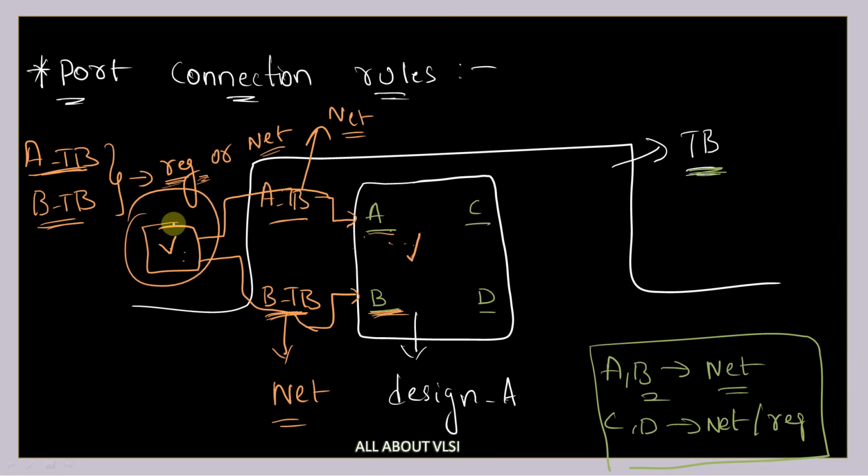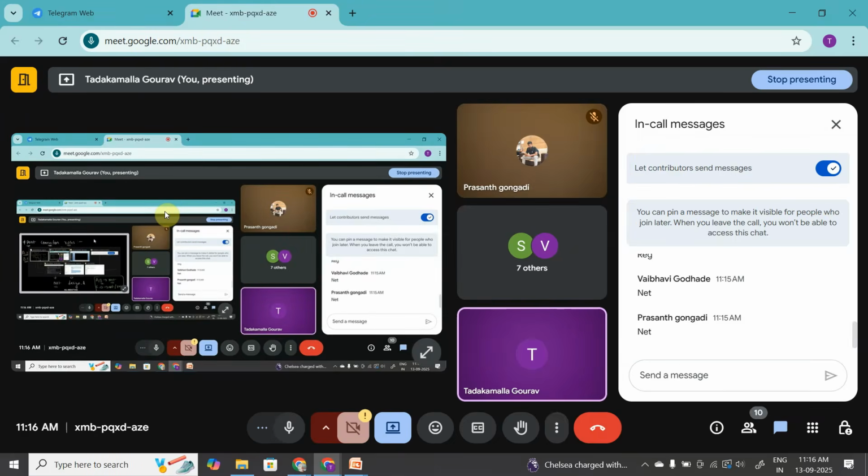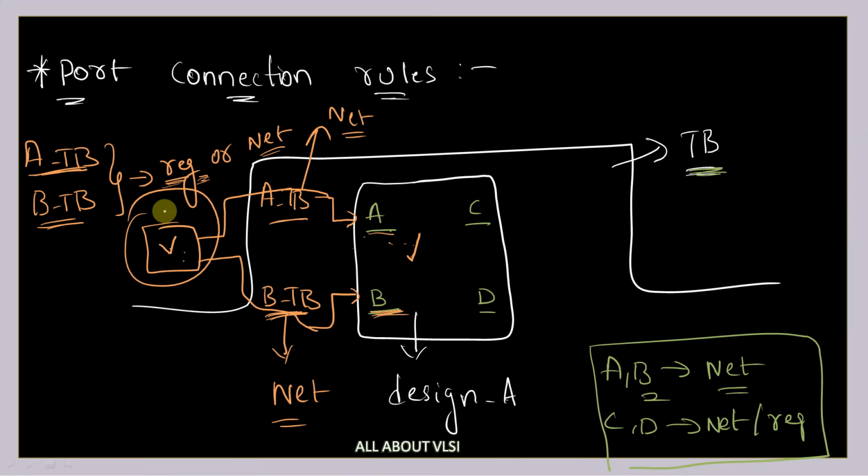Okay, and one more time I'm repeating, this particular module is present inside the test bench. Here there is no place, that's why I'm drawing it outside the test bench. Okay, so this is how we are going to declare our variables. Okay, is it clear? Anyone needs explanation again? Great.